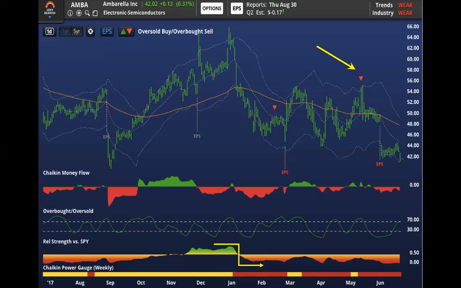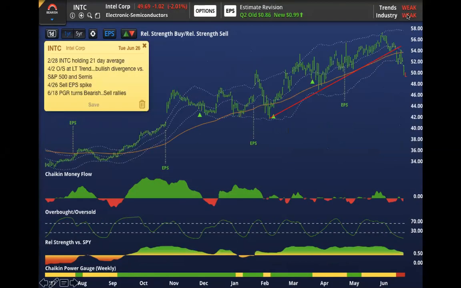Now, if semiconductors are weak, and we know that because we see the weak label there in the upper right, that probably means that the biggest stock in the group, Intel, is going to be weak at some point. Well, Intel had a bullish rating while that was going on. And it had a really nice uptrend line that was broken back here about 2.5 weeks ago. Using that note capability, I noted all the bullish turns in Intel, but then on 6/18, I noticed that the Chaikin Power Gauge had gone bearish on Intel.